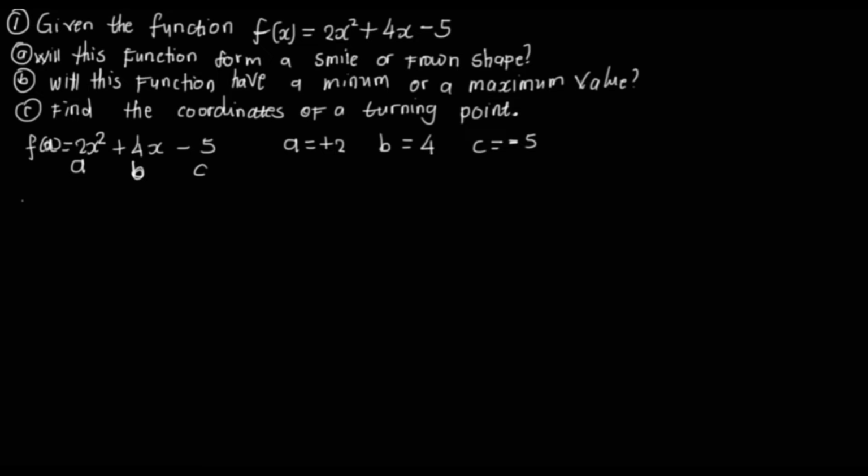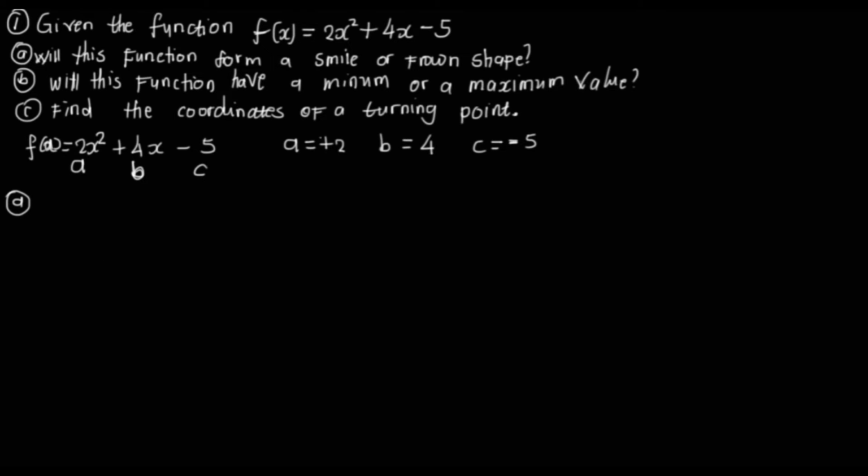Now the first question, question A, we want to tell from the given values the shape of the given function. So we can ask: will this function form a smile or frown shape? What type of shape will this function give us if we are to plot it? Here, let's look at how we identify the type of shape the function can form just by looking at the numbers.